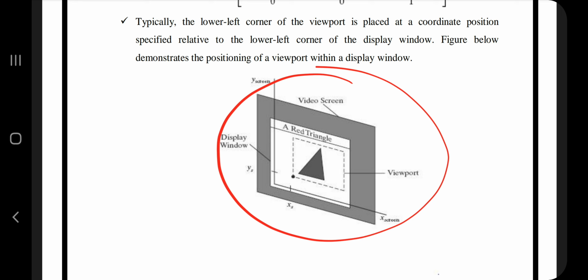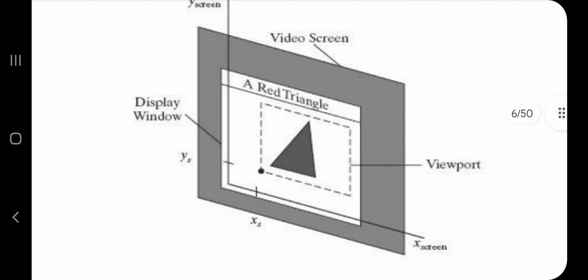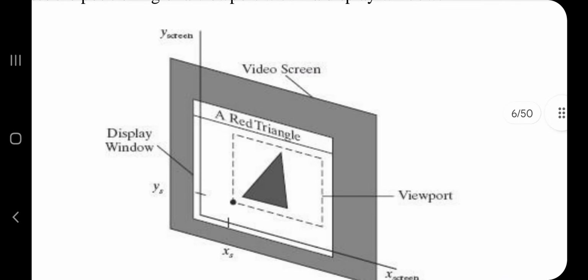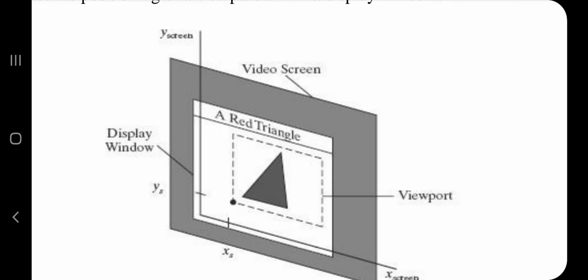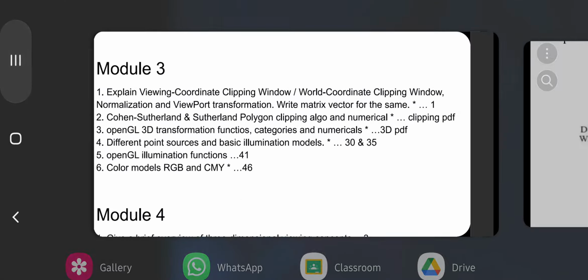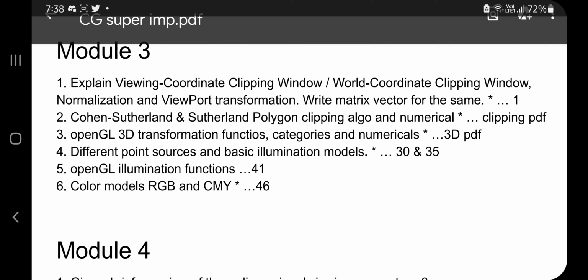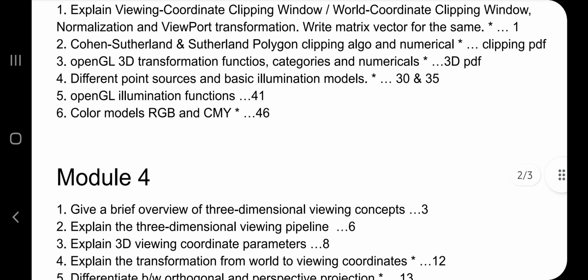And this is the diagram which you have to make. It depicts the total screen width, what scaling is applied, and where the viewport is defined. Those things will be shown in this diagram. So if you make this diagram and write some relevant concepts regarding that, that is also recommended. Okay, so that was about the viewing coordinate window and the world coordinate clipping window transformation as well as the vector matrix.